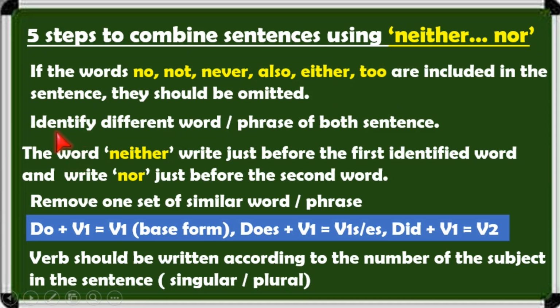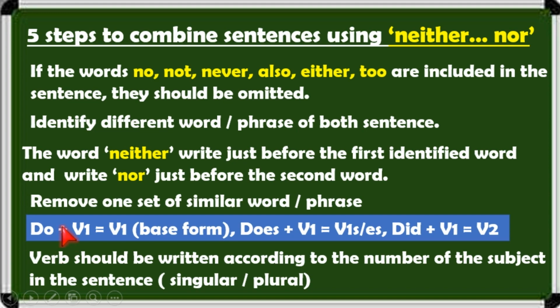The next step, identify different words and phrases of both sentences. You have to identify the different words or phrases given in both sentences. Then write the word neither just before the first identified word and write nor just before the second word. Then remove one set of similar words or phrases.